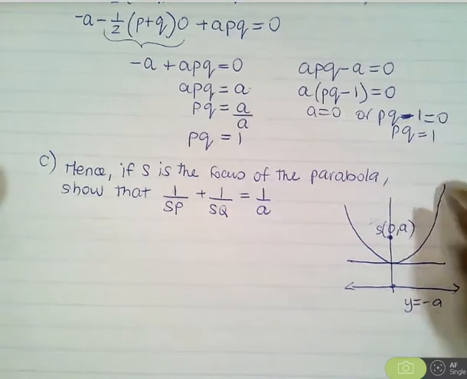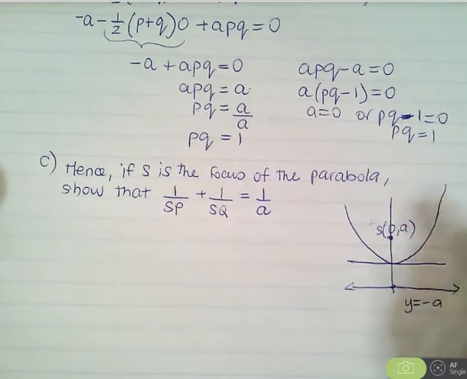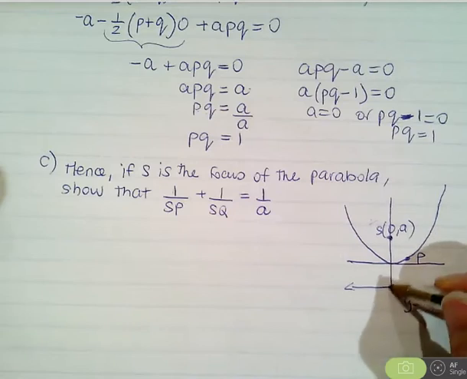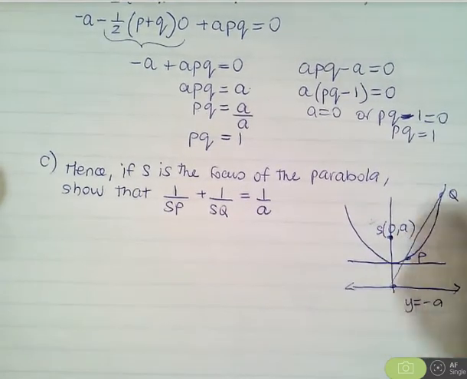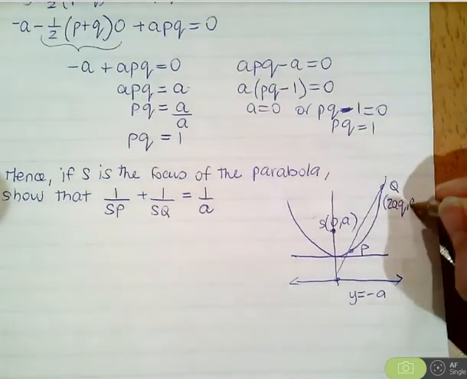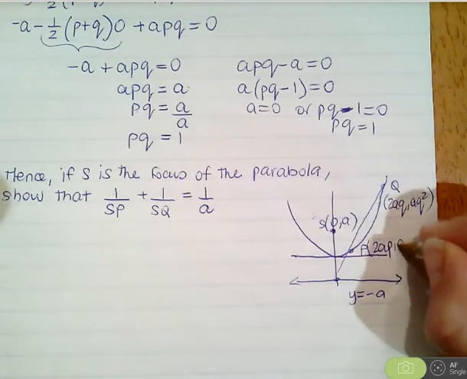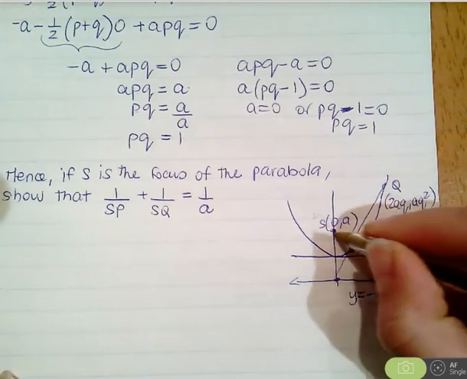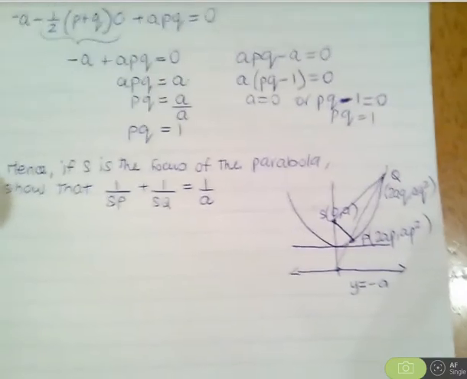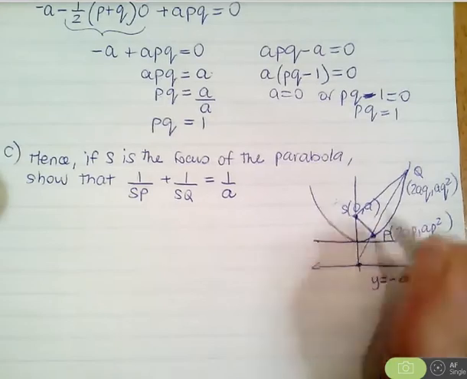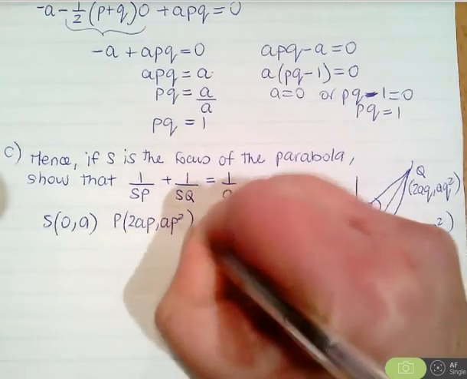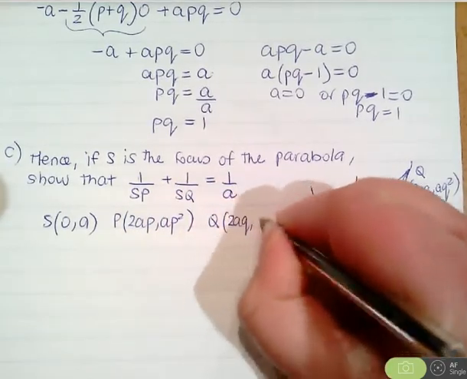Okay, and if S is the focus, it says show that 1 over SP, remember P was roughly here somewhere, and Q was roughly here somewhere. So we have to write down the coordinates of P and Q again. I'm just drawing it again. Q is 2AQ, AQ squared, P is 2AP, AP squared. It says show that 1 over SP plus 1 over SQ is equal to 1 over A. So really what you can do here, you've got the coordinates of S, so S is the point 0A, P is the point 2AP, AP squared, and Q is the point 2AQ, AQ squared.